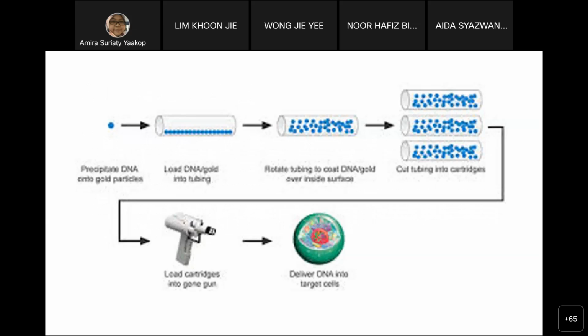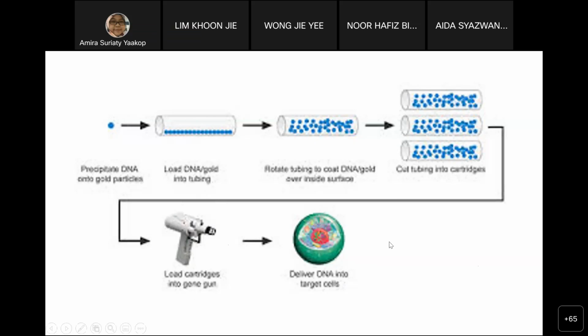Alright, so this is basically the picture. The picture doesn't look very nice. Alright, it's broken up. So basically you have the DNA, you load the DNA inside the tubing. The tubing is rotated and then you put the tubing inside this gun. I know it doesn't look very nice, but you can Google the image by yourself as well. Then you load the cartridge inside the gun, then you deliver DNA into the target. So you just shoot at the chloroplast. Alright, so later if I find another one I will replace it. I don't know why it broke up here.